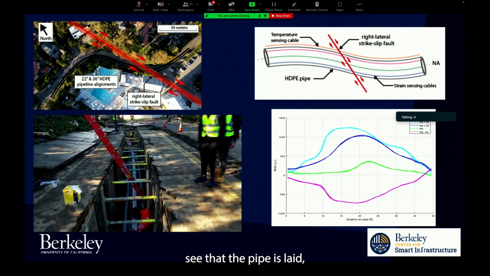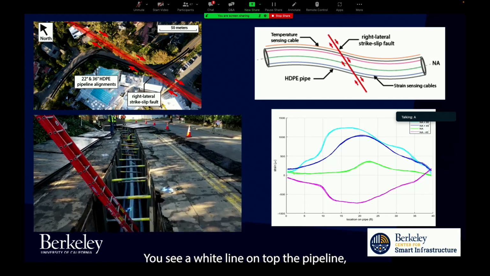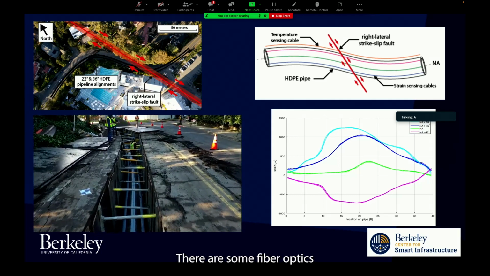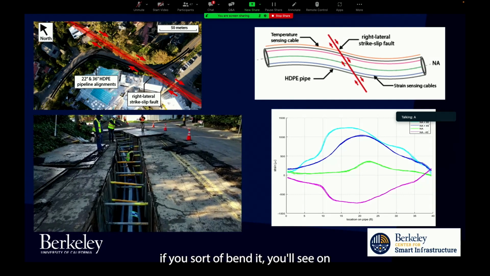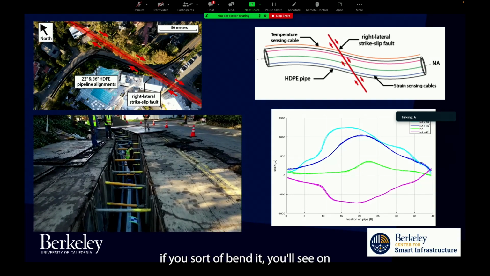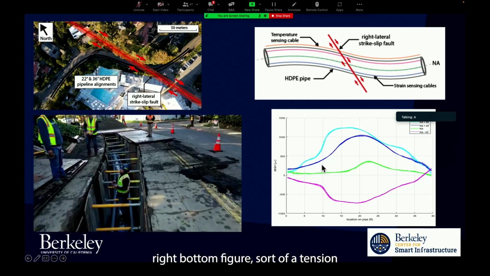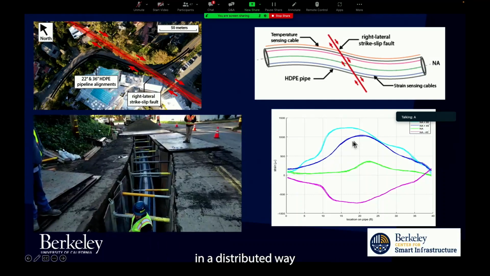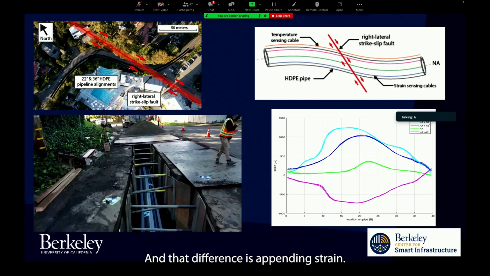So you can see that the pipe is laid and the fiber optics is laid on top. You see a white line on top of the pipeline, and that's where the fiber optics is aligned. There's some fiber optics embedded in the trench. But the idea is that if you bend it, you'll see on one side, as you can see from the right bottom figure, a tension in a distributed way, and then compression in a distributed way. And that difference is the bending strain.